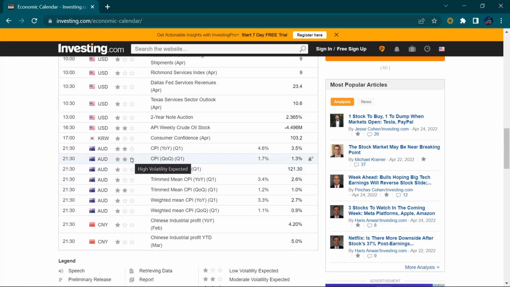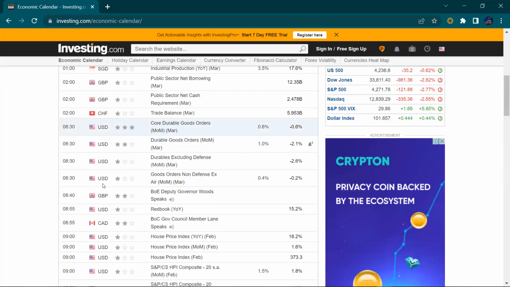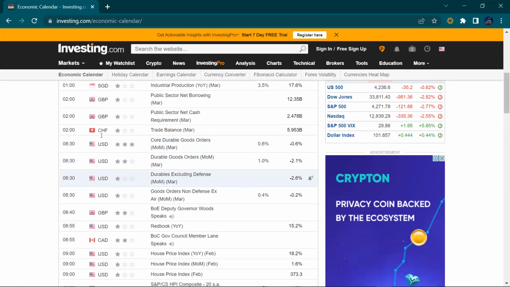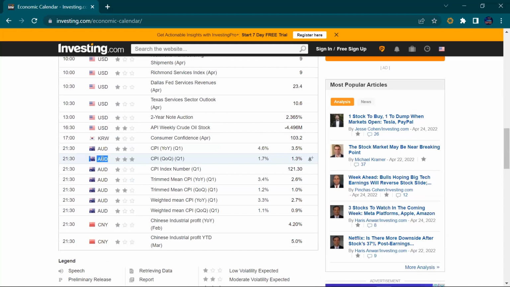So tomorrow, if I am to trade, I am going to look for 2 pairs. I'm only going to look for the Australian dollar, then a pair with USD, the United States dollar, whichever. So the best thing will be trading AUD USD, because it has higher volatility expected. So on this pair, make sure you look for the best setup.